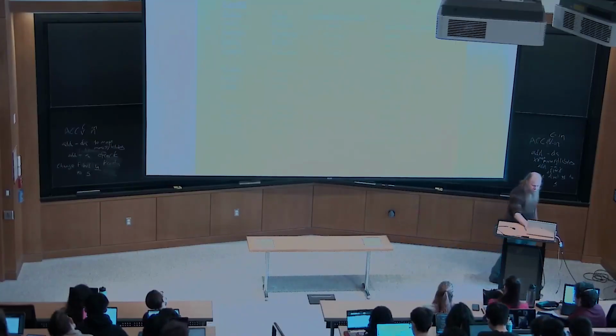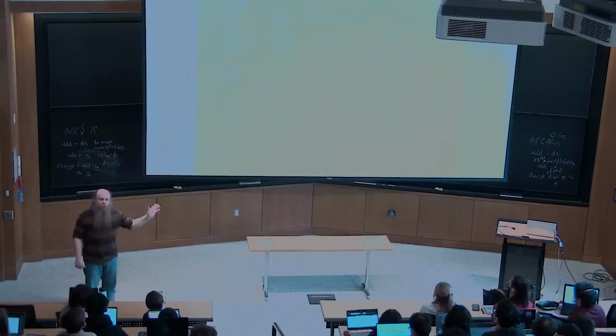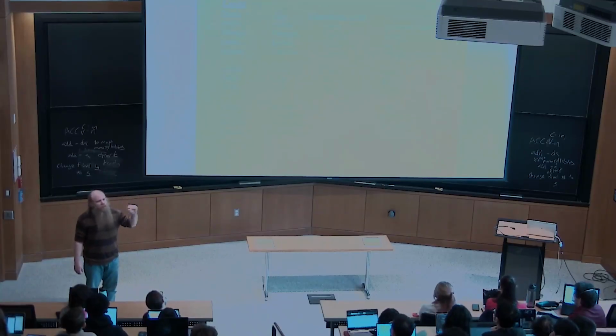And then, all right, I think this is the last set of data I wanted to show you. The word for story is ngalo, the word for boomerang is wangal, the word for kookaburra is talkur, and the word for umbilical cord is gundul. But the accusatives are ngalogen, wangalgen, talkurkin, and gundulkin. What's the underlying form of these? You guys all know the drill by now. It's like, take the accusative, subtract the accusative suffix.